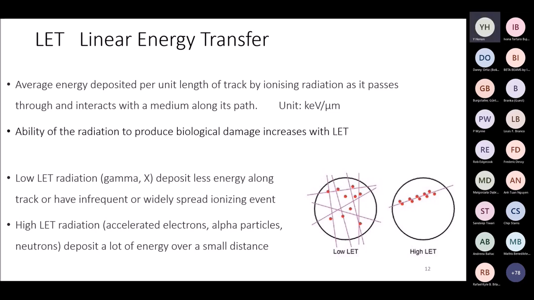The more energy that the radiation deposits over a very short distance, the higher the linear energy transfer, and the more damage to the living organisms. Some radiations have a rather low linear energy transfer. That's the case of gamma and X-rays, because matter is kind of transparent to them, so the deposition of energy will be very spread out. But if you look at accelerated electrons and alpha particles, they are not very penetrating and they will get rid of their energy over a very short distance. And there is a particular case of neutrons that also have a very high linear energy transfer.